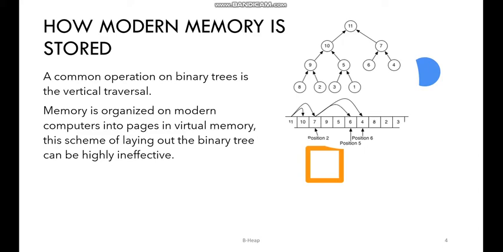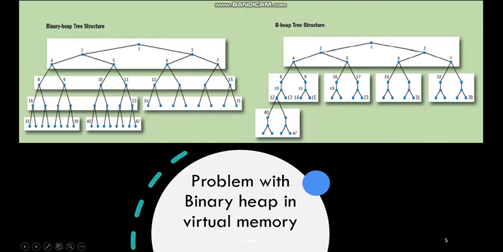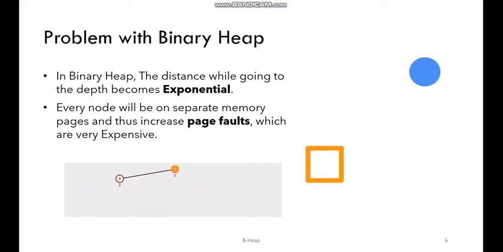So, according to that, memory is organized on modern computers into pages in virtual memory. This scheme of laying out the binary tree can be highly inefficient, because a common operation on a binary tree is a vertical traversal. Due to the vertical traversal in the binary heap, problems arise in the usage of binary heap in virtual memory. Let's discuss that problem. As we know, in the binary heap, we traverse vertically through the levels until we get the search node. But this traversal in the modern era of virtual pages is highly inefficient.